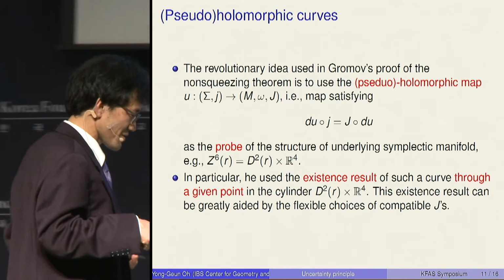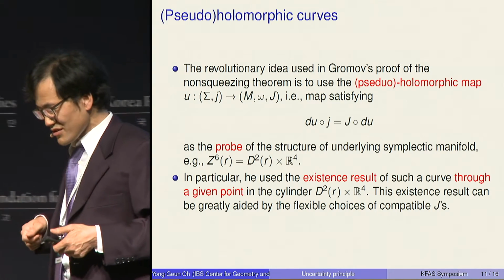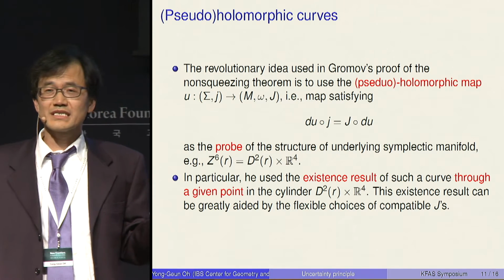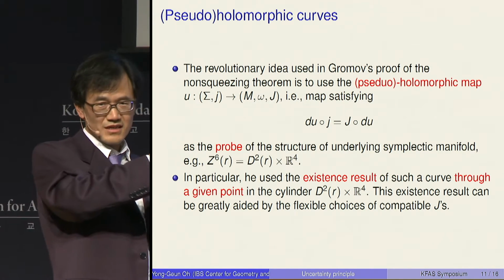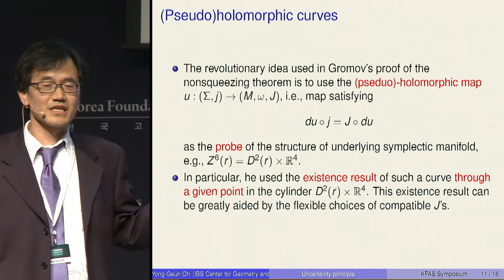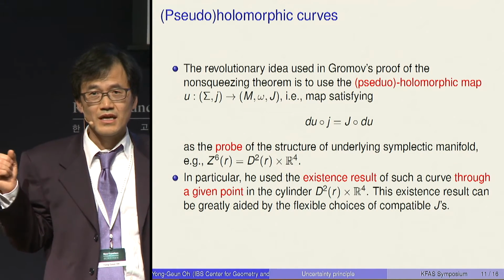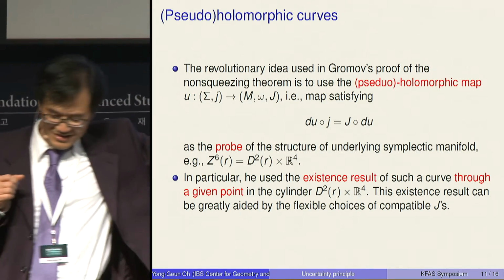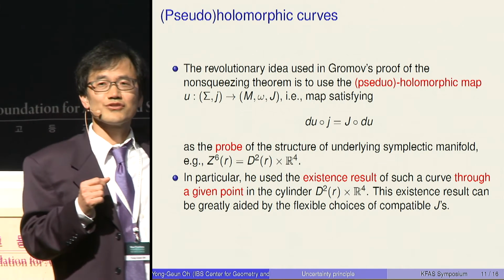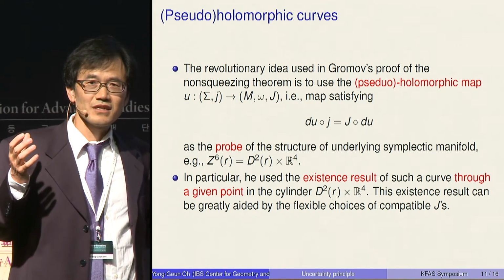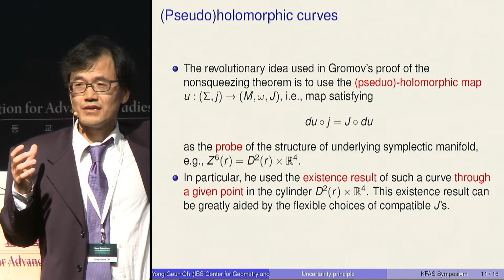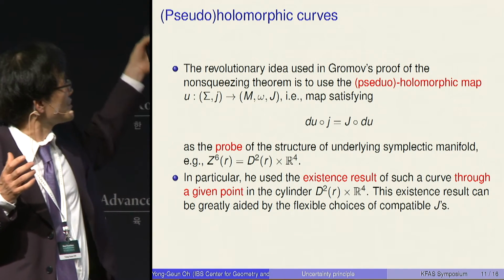In mathematics, especially in topology, what mathematicians usually do to understand the structure or topology of an ambient space is send some probe, some object, into the space and see how this object behaves under some kind of deformation. And what Gromov observed is that for a symplectic manifold, pseudo-holomorphic curves should be the kind of probe to extract the information of the underlying symplectic manifold. So in relation to this non-squeezing theorem, the ambient space will be these thin cylinders.